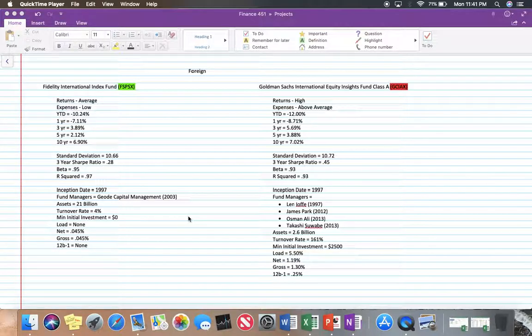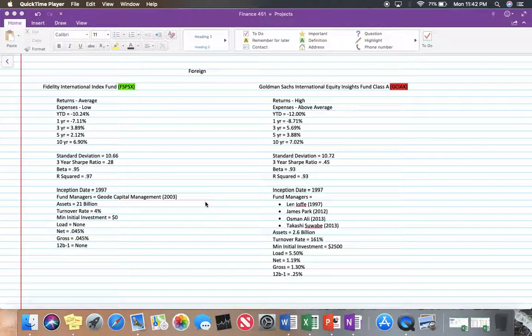Again, whenever we move to minimal initial investment, that's a barrier to entry, as stated earlier, with a $2,500 minimum initial investment for Goldman Sachs. When we talk about expenses, that's where this Fidelity International Fund is much better than the Goldman Sachs, with a very low expense ratio of 0.045 compared to 1.19 and 1.30 with Goldman Sachs, and a 12B1 fee, which the Fidelity International Fund does not have, and the Goldman Sachs fund does, with 0.25%.